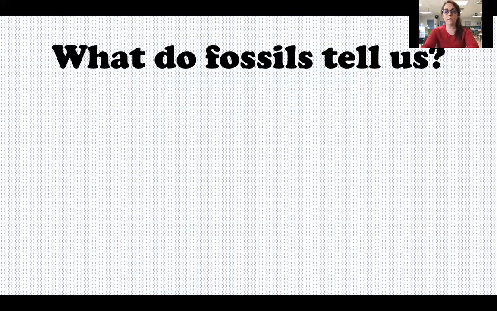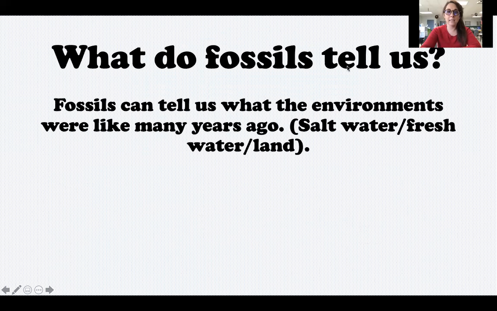So we can learn a lot from fossils. There's scientists who study fossils, and that's how we know so much about dinosaurs. That's how we know so much about what the earth used to be like hundreds of millions of years ago, because fossils can tell us what the environment was like, whether it was saltwater or freshwater, or if it was land.